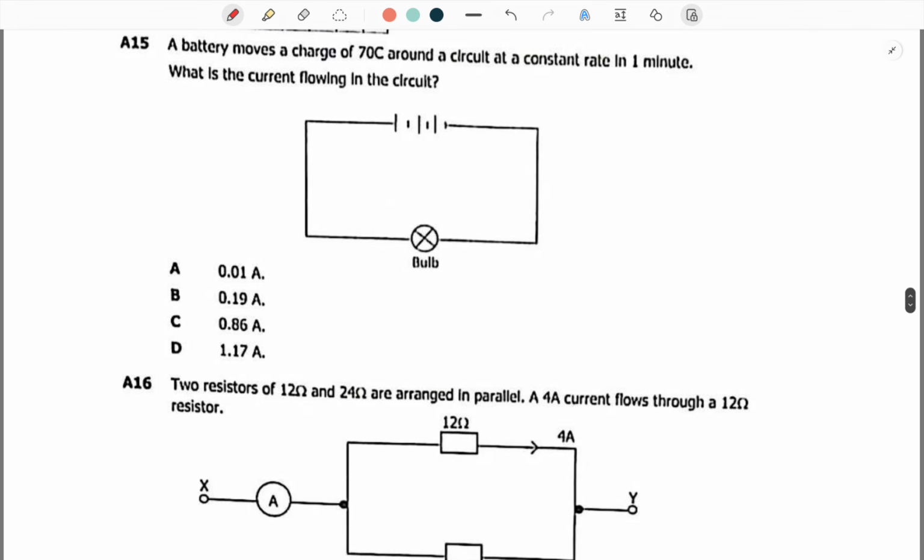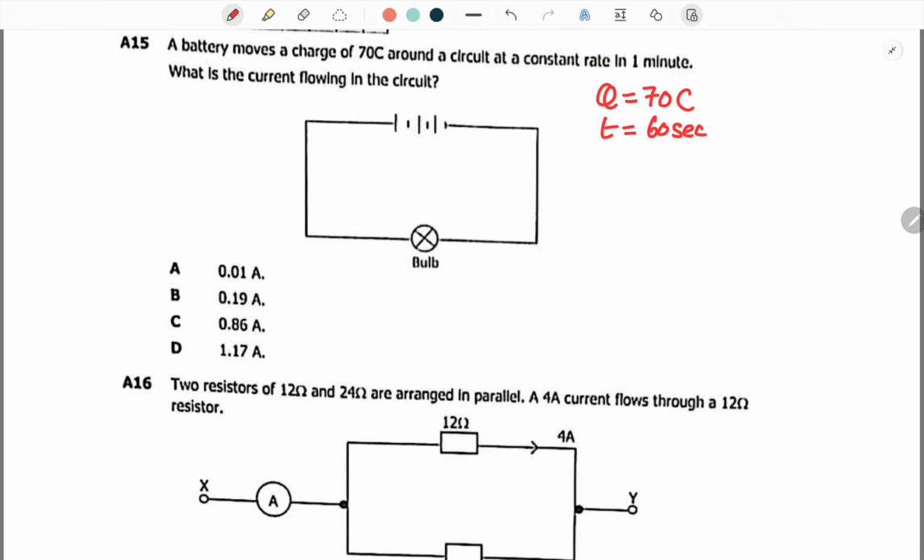A battery moves a charge of 70 coulombs around the circuit at a constant rate. The time that we have is 1 minute, which we know is 60 seconds. Convert to seconds, please, not to minutes. What is the current which is going to be flowing?